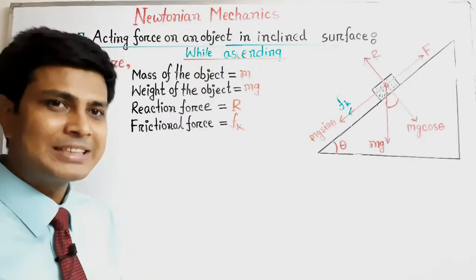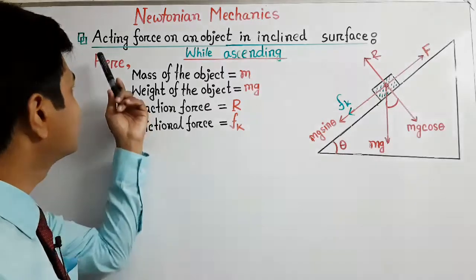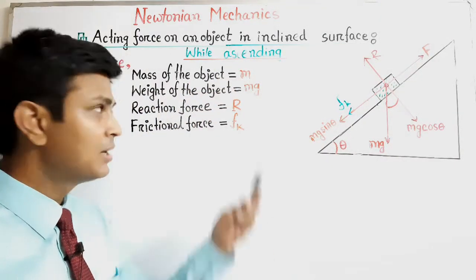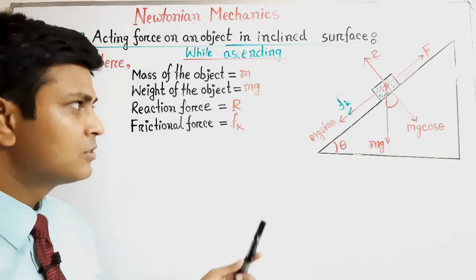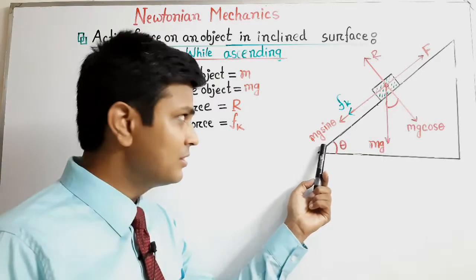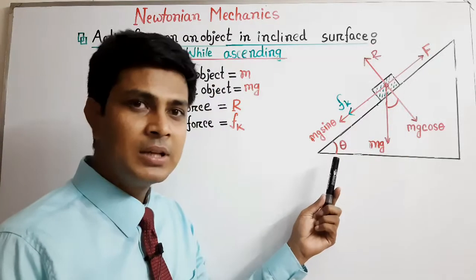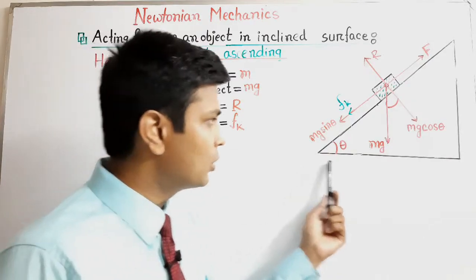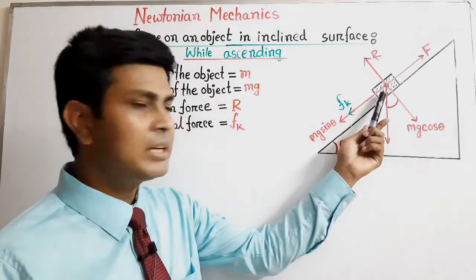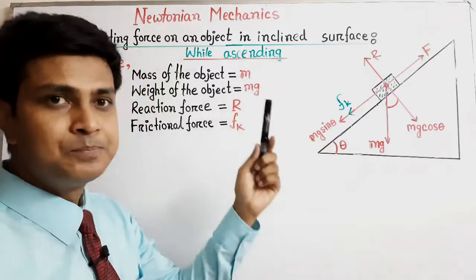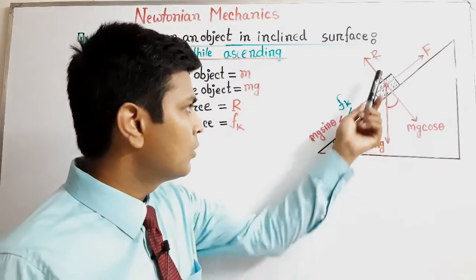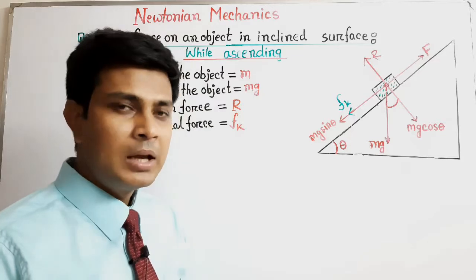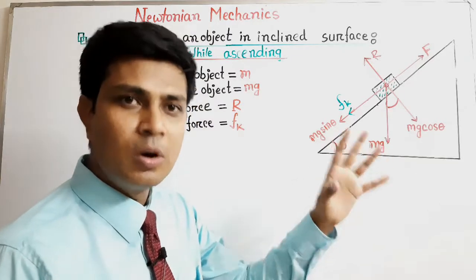Now I am going to discuss the very important topic of our today's class, which is the acting force on an object on an inclining surface while ascending. So look at the diagram. In the diagram you can see this is the inclining surface, which is inclined at the angle theta with the horizontal plane, and there is an object whose mass is m, and the weight of the body acts in the downward direction, which is mg, and this weight has two components.